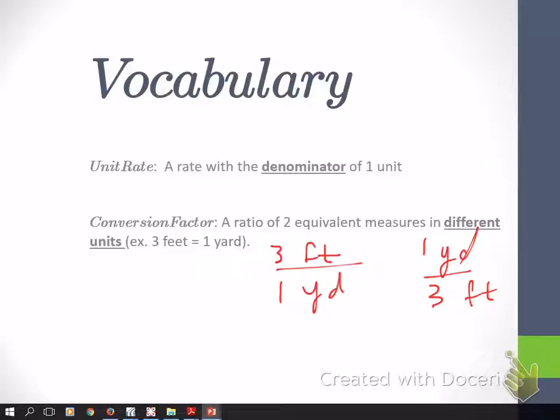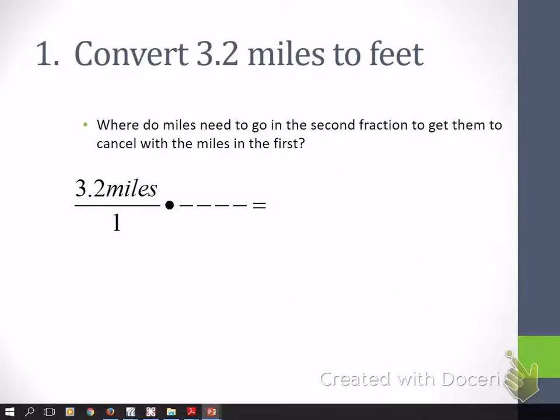But that's the same length. 3 feet and 1 yard is what we mean by equivalent measures, that they're the same length. They're just written differently because they're in different units. And we're going to use that to help us convert. Okay, it's these conversion factors, conversion fractions, you'll hear me call them. That kind of thing. So let's get to it.